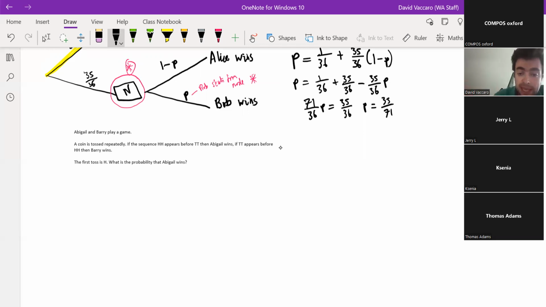Okay, so do people understand the game? We could toss a coin, so it could go heads, tails, heads. But the moment we get a run of two coins which are the same, the game stops and we decide who wins. So here we had heads, heads, so Abigail wins.